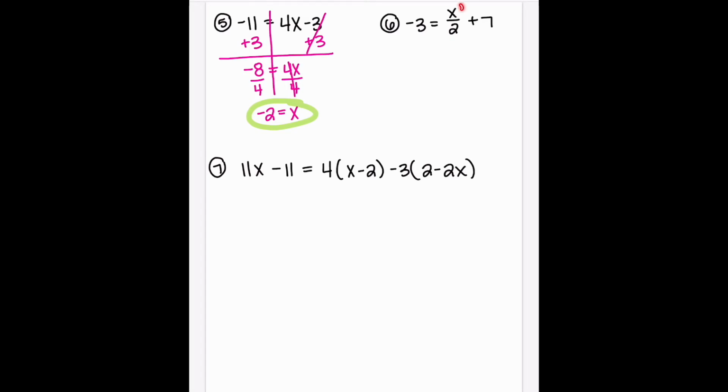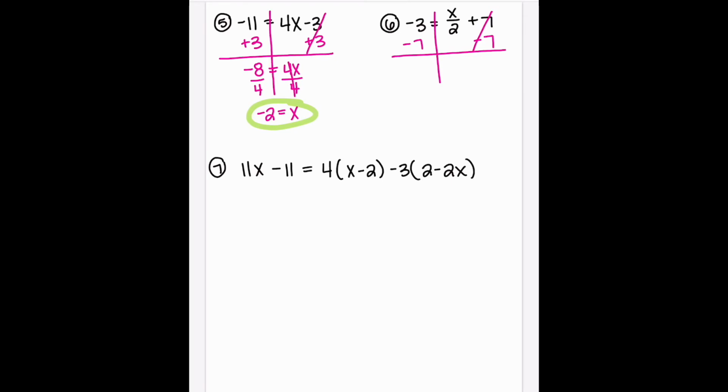So notice that x is in the top of this fraction. Then we have plus 7 as a separate term. Since this is a separate term from the x term, we can go ahead and move that away from that side of the equation. So we're going to do the inverse of addition, which is subtraction, and subtract that 7 on both sides.